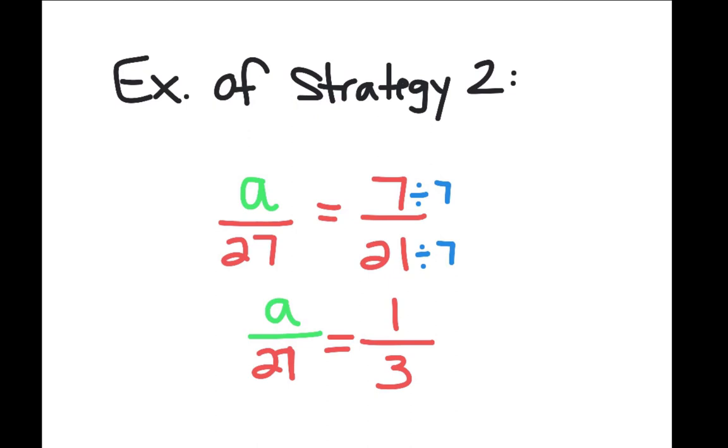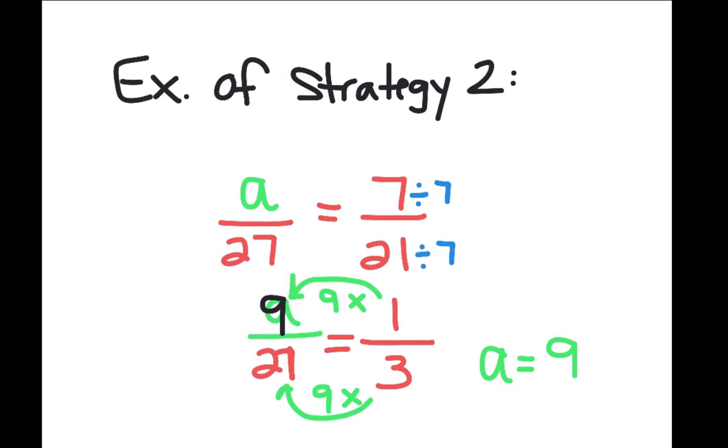Now, starting with my known ratio, 7 to 21 is the same value as 1 to 3. I simplified it. Do I see how I'm going from this ratio to this ratio? You bet I do. I am multiplying by 9. So I'm going to take my top value and multiply by 9. 1 times 9 would be 9. So that means my unknown value is 9. I could put 9 in here and I would read it as 9 is to 27 as 1 is to 3.